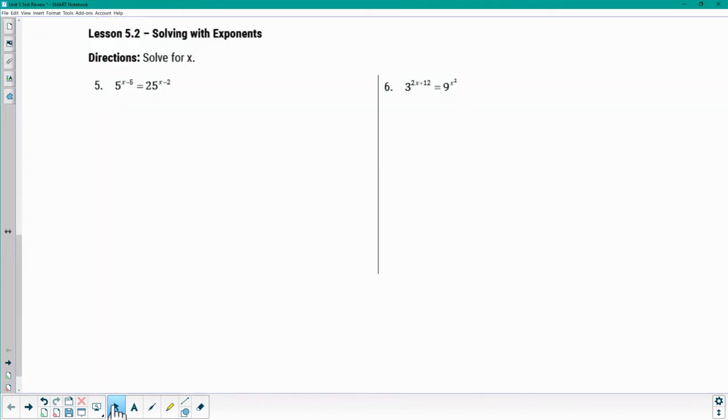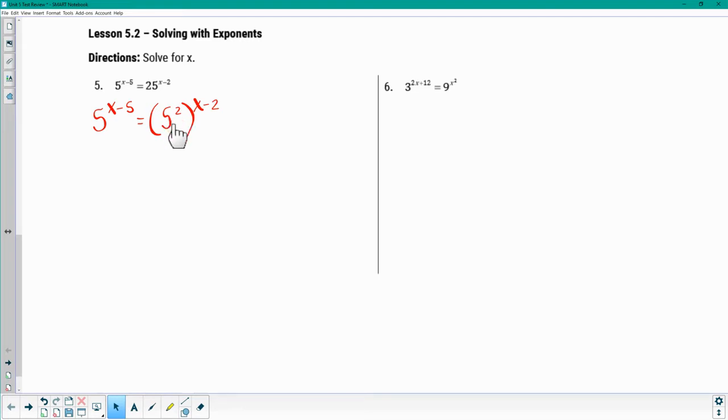Moving on to 5.2, where we are solving with exponents. So we should be solving for x. So the first thing you want to make sure you have is that both bases on either side are the same. So currently I have 5 and I have 25. Now I know that I can rewrite 25 so that it's 5 squared. So that's kind of your goal when you're approaching these problems. Try to find a similar base or the same base for both sides.